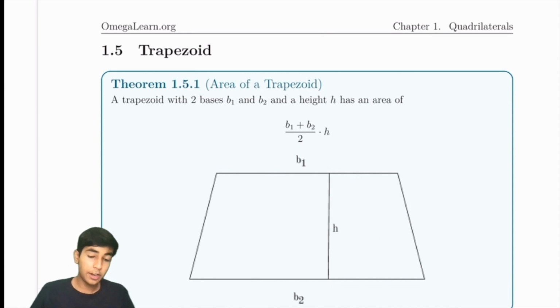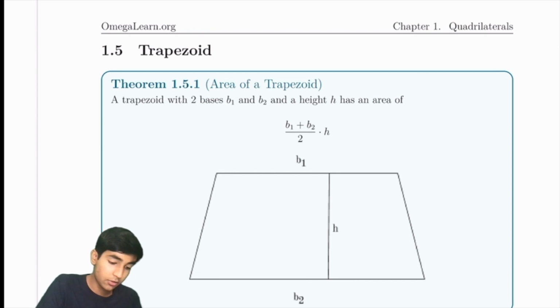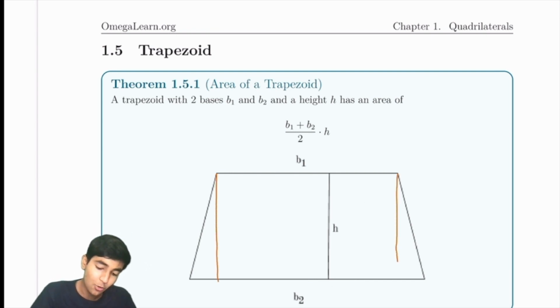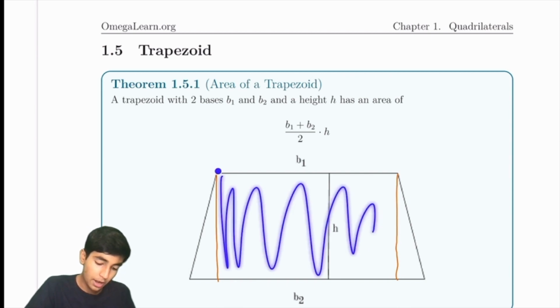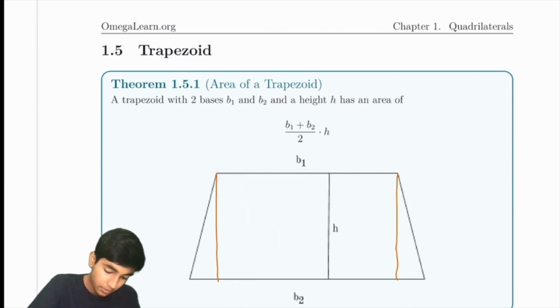And now, trapezoid. The area of a trapezoid is just the average of the bases times the height. And the reason that's true is we can, again, as you can see, we're noticing a pattern here. With quadrilaterals, we're really breaking it down into triangles. So as you can see here, the area of this part is just B1 times H. So B1 times H.